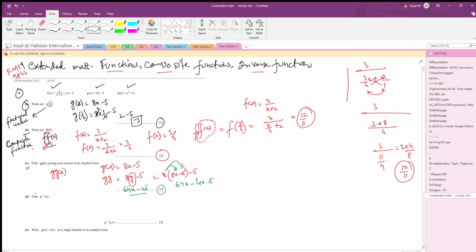Fine. Now the inverse function. This was also a composite function. This is the inverse function.